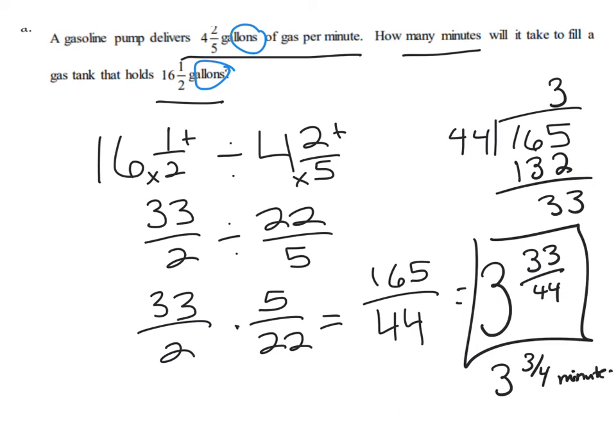Which, if you go back and think about it, like I've said, when you're doing word problems, 4 2/5 was 1 minute. Per minute means for 1. So think about this. 4 to 16 would be times 4. So is 3 3/4 close to 4? Yes. So my answer makes sense. Always go back and ask yourself that question. Does my answer make sense?